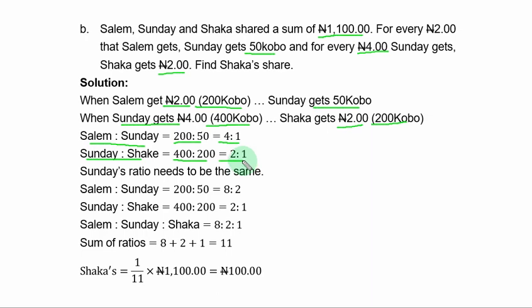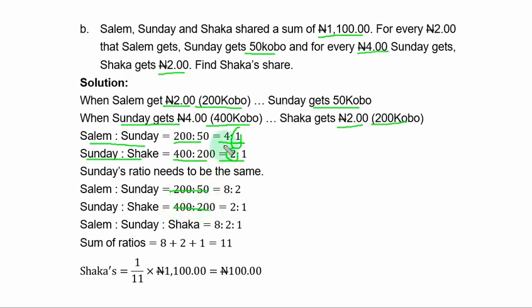both equations. Sunday here is 1 and Sunday here is 2. So it is easier to make this 1 to be 2 by simply multiplying through that ratio by 2. So you have it in this form.